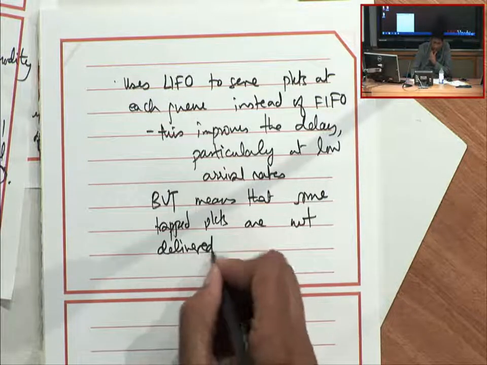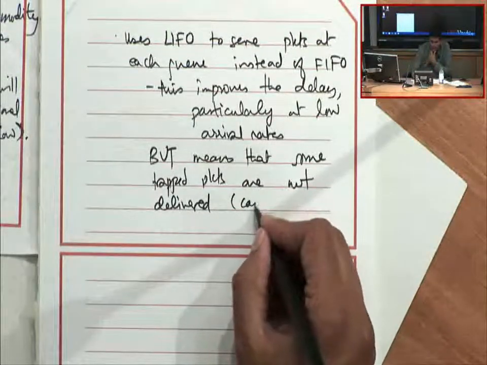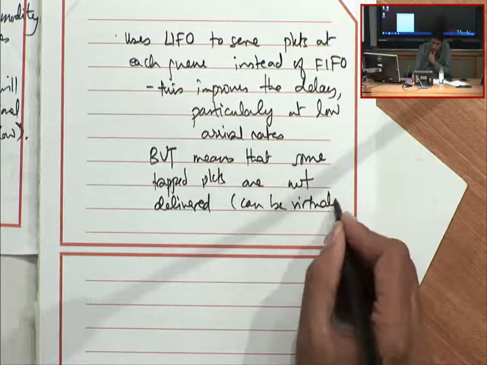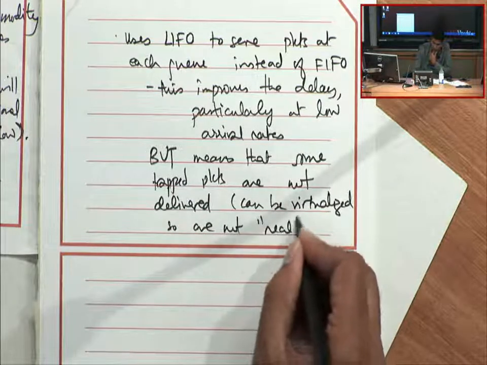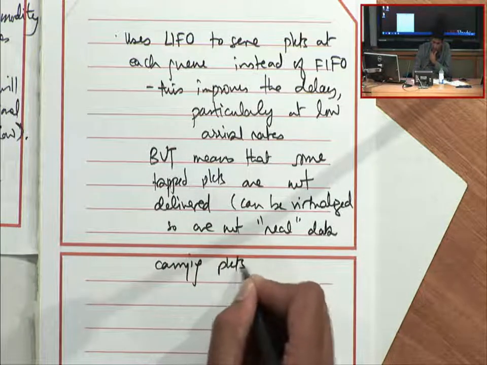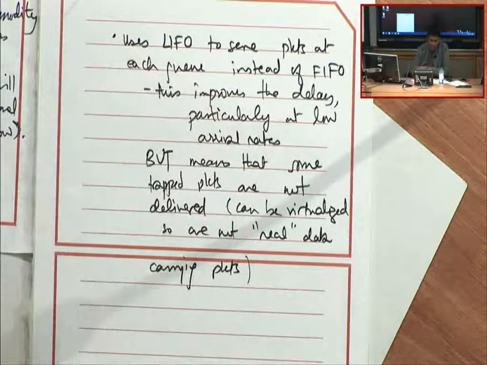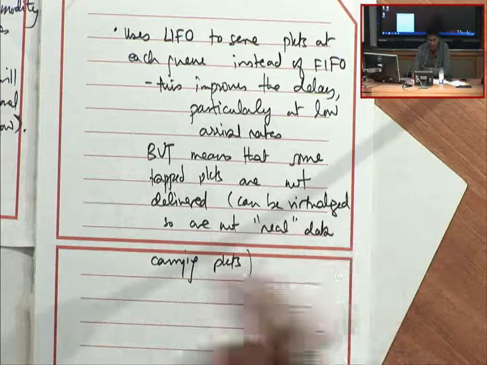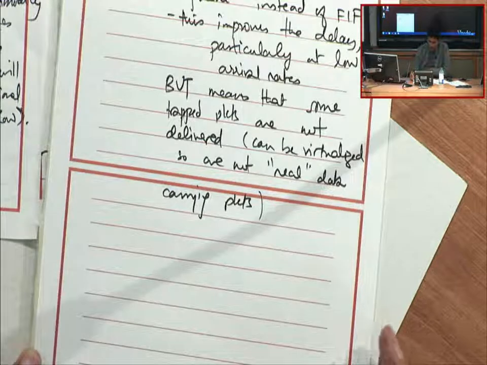delivered, and people, actually students at USC, have come up with variants that can be virtualized. So these trapped packets can just be virtualized, so are not real data carrying packets. Okay. Or alternatively, you send dummy packets at the beginning of your route formation phase, which are just intended to help create this gradient using these packets that stay trapped, and from that point on, you're using LIFO to move your data packets as quickly as possible through the network.